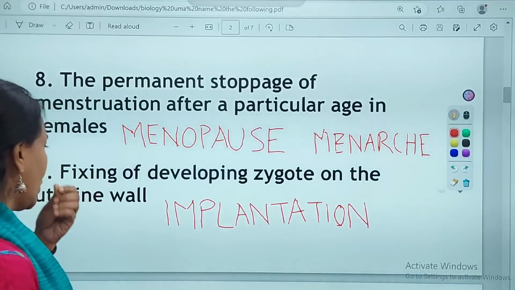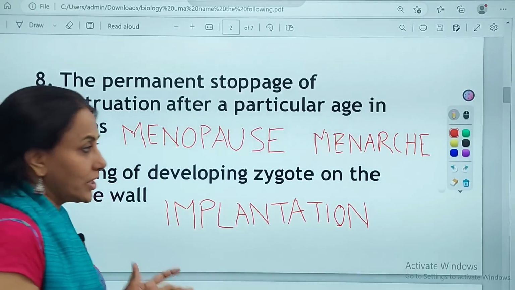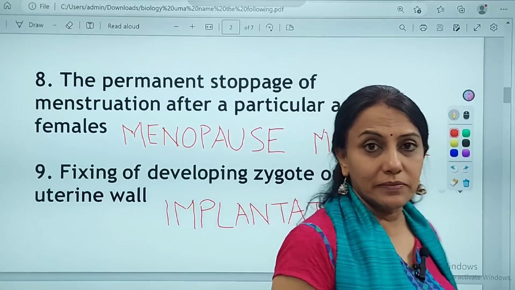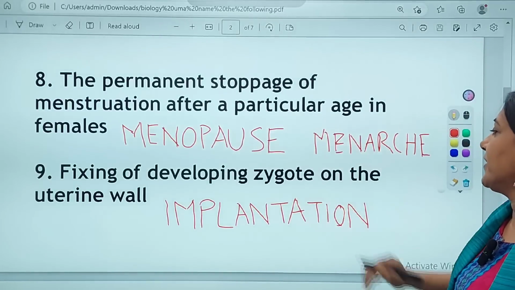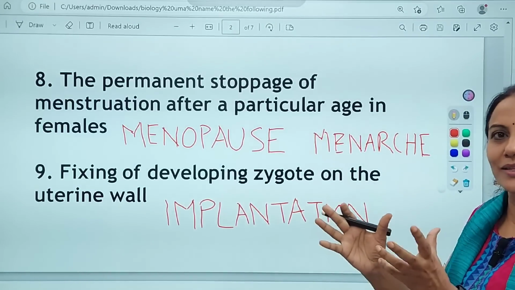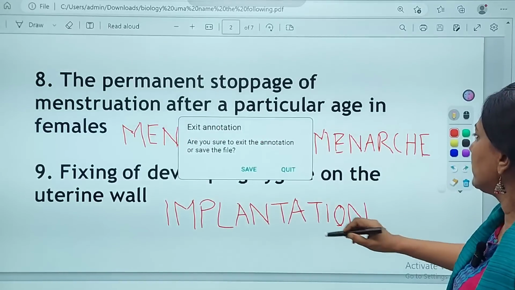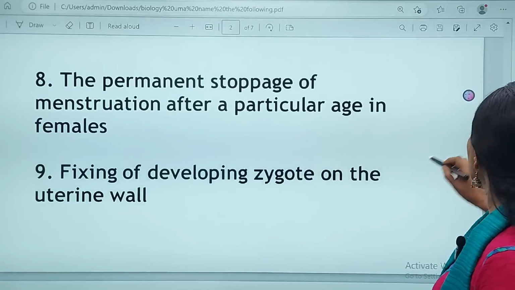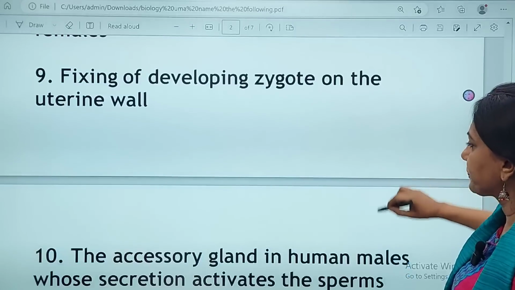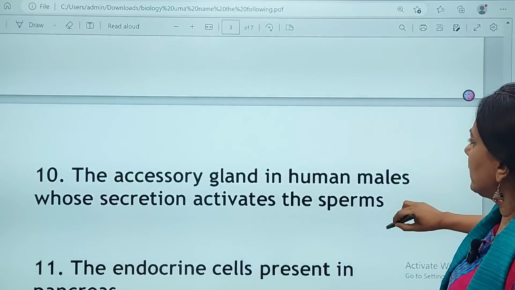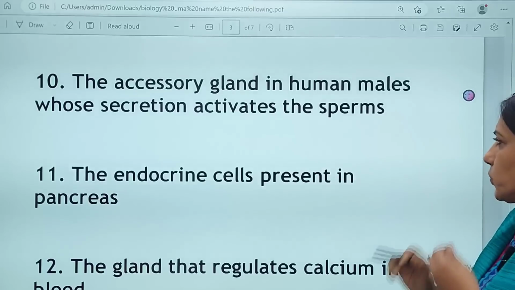That's where the zygote will develop into a baby. It stays there for 9 months. 9 months is the usual period of pregnancy in human females. And that's how it implants itself on the wall of the uterus. A placenta will develop, and then the baby comes out full term after 9 months. Okay, the next one. The accessory gland in human males whose secretion activates the sperm.